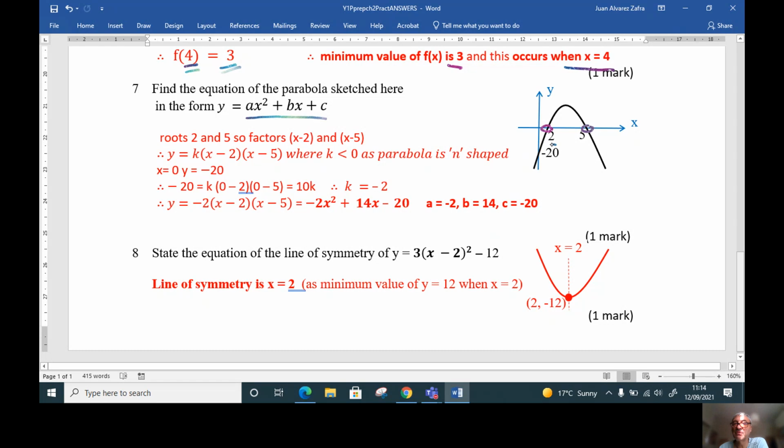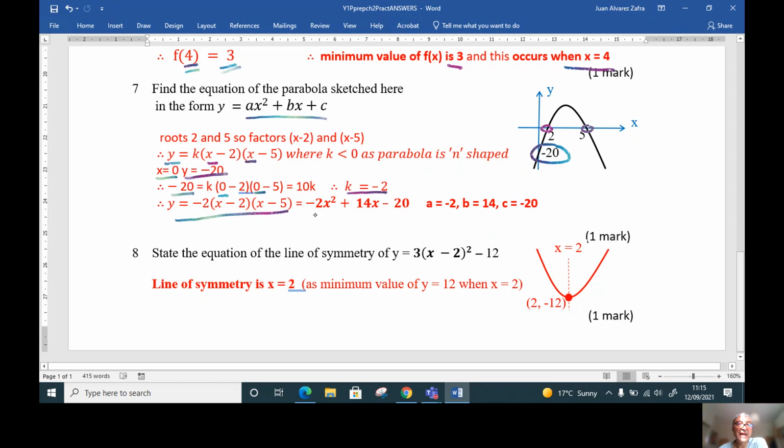Well, the thing to do is to use this value here, where it crosses the y-axis. Where does something cross the y-axis? We cross the y-axis when x equals 0. And we know that when x equals 0, y has to be minus 20. So if we substitute into this equation y being minus 20, feed in 0 for x, and work this out, we get that minus 20 equals k times minus 2 times minus 5, which is going to be plus 10k, which means that k is minus 2. And so we get that y is minus 2 times x minus 2 times x minus 5.